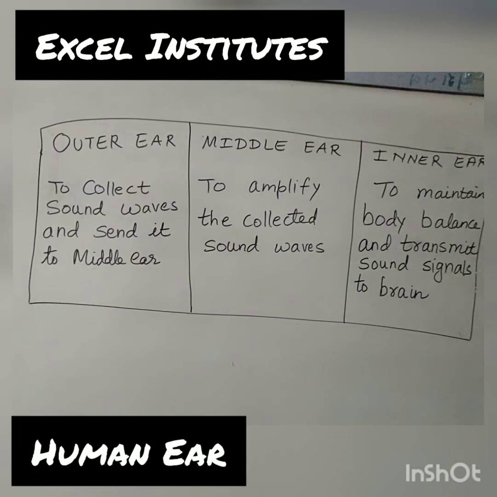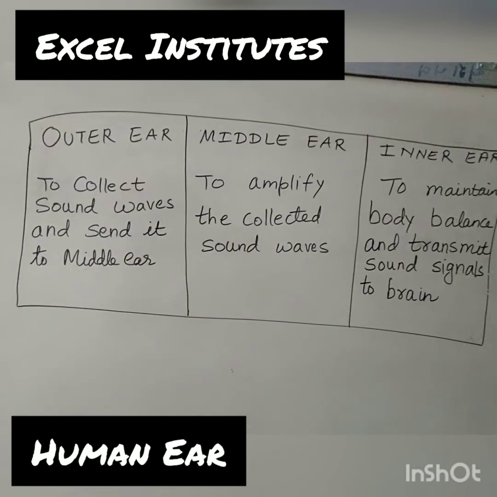You can see over here three boxes are made, three compartments are made. The outer compartment is known as the outer ear, the middle compartment is known as the middle ear and the last compartment is known as the inner ear. Now each compartment has its own function. The function of the first compartment, the outer ear, is only to collect the sound waves from the surrounding and send them to the middle ear.